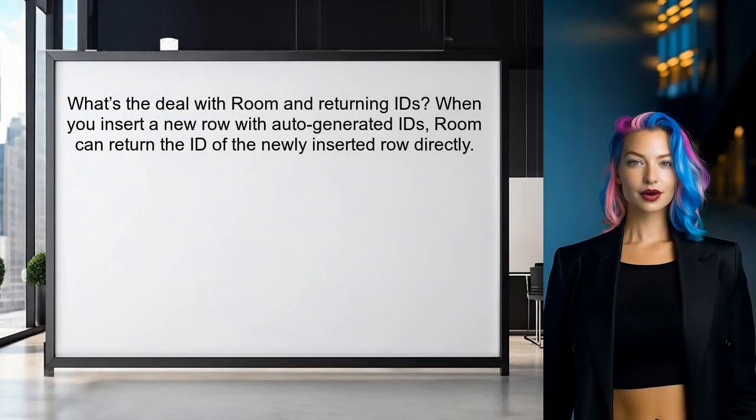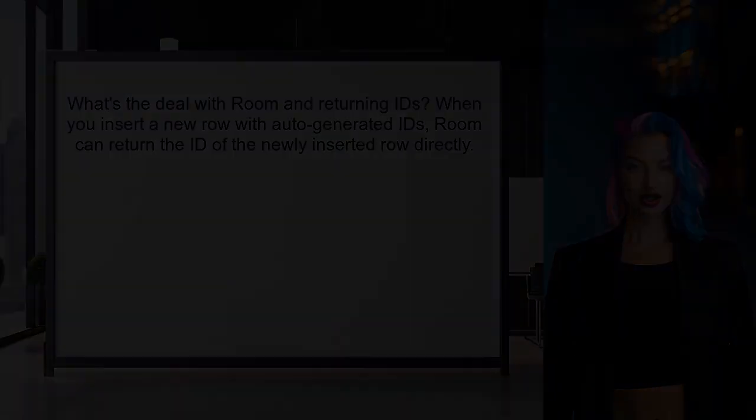So, what's the deal with Room and returning IDs? When you insert a new row with auto-generated IDs, Room can actually return the ID of the newly inserted row directly. This is a feature that can save you time and effort.